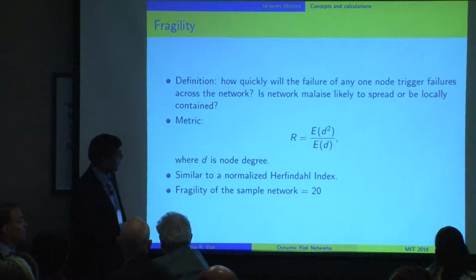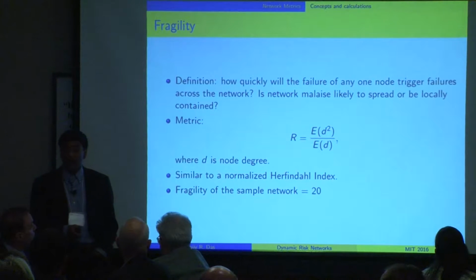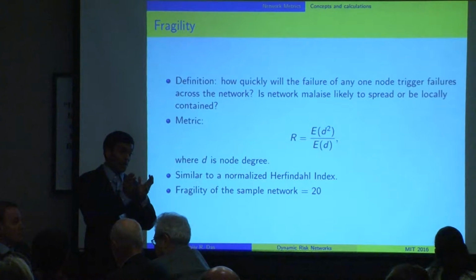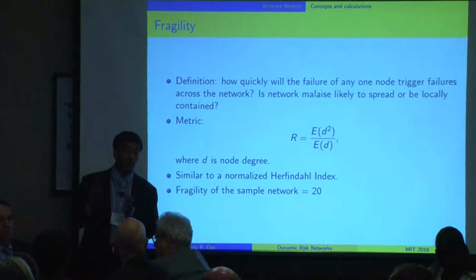Okay, and that's something we'll compute, and we'll try and take a guess at it for the US as well. Fragility. This is another computation we want to do. What we want to say is, if there's a local problem on the network, how quickly will that problem spread and become a global problem?